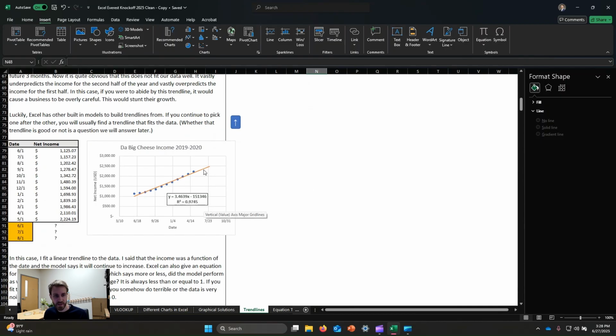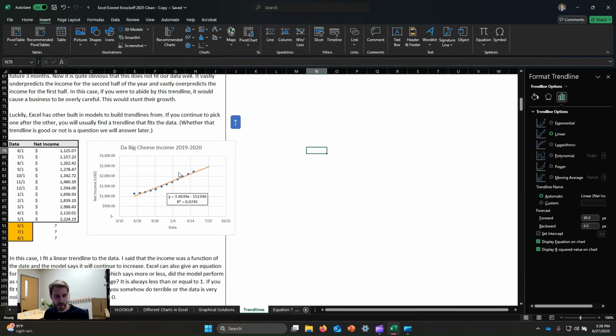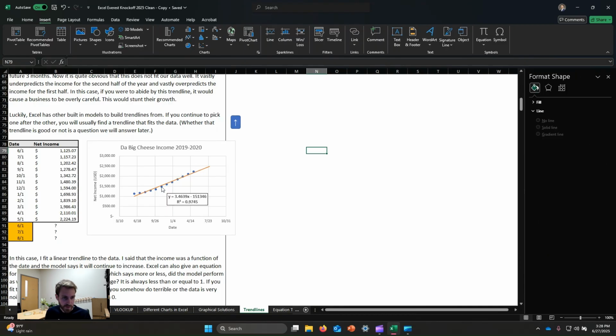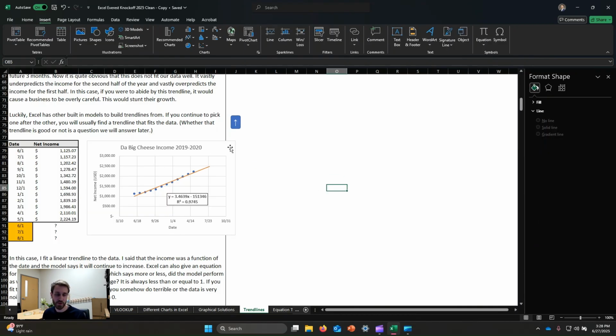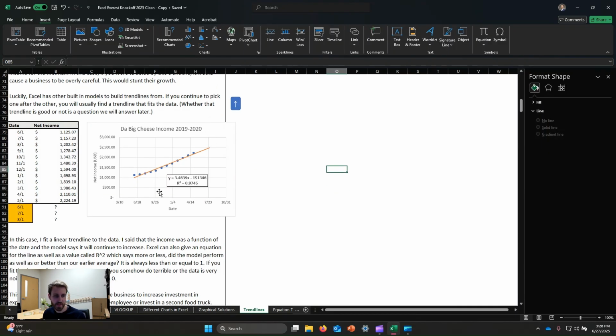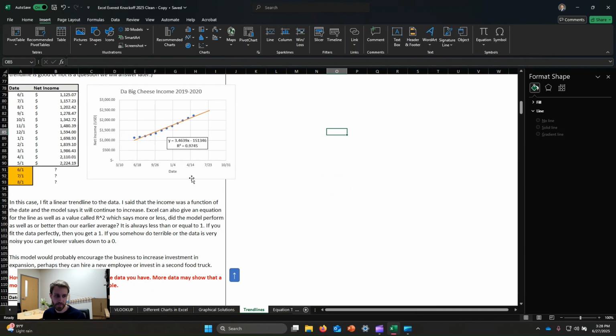So if we do a linear trend line here, you can see that this is a reasonably good fit. It seems like it lines up with the data. Maybe we can say that in July, we'll see this kind of increase in our income and we can budget appropriately. And so that could be a good fit.